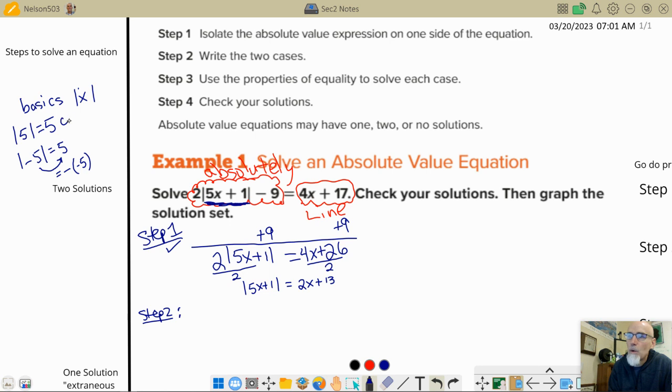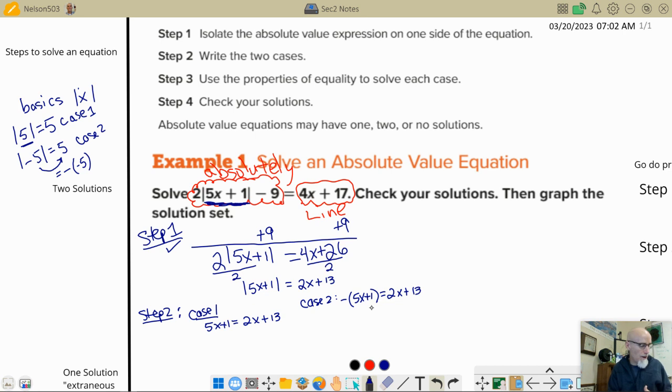So here is my case one. Case one is if the number inside is positive, it just ends up being the same number. Case two is if the number inside is negative, it ends up being the opposite of the number inside. The opposite of a negative is a positive. So we're going to write our two cases down. Case one, if 5x plus 1 ends up being positive, the absolute value doesn't do anything to it. It just leaves it alone. 5x plus 1 equals 2x plus 13. Here's case 2. Case 2 is if the 5x plus 1 is negative, it's going to take the opposite of the 5x plus 1. And so now we've got 2x plus 13.